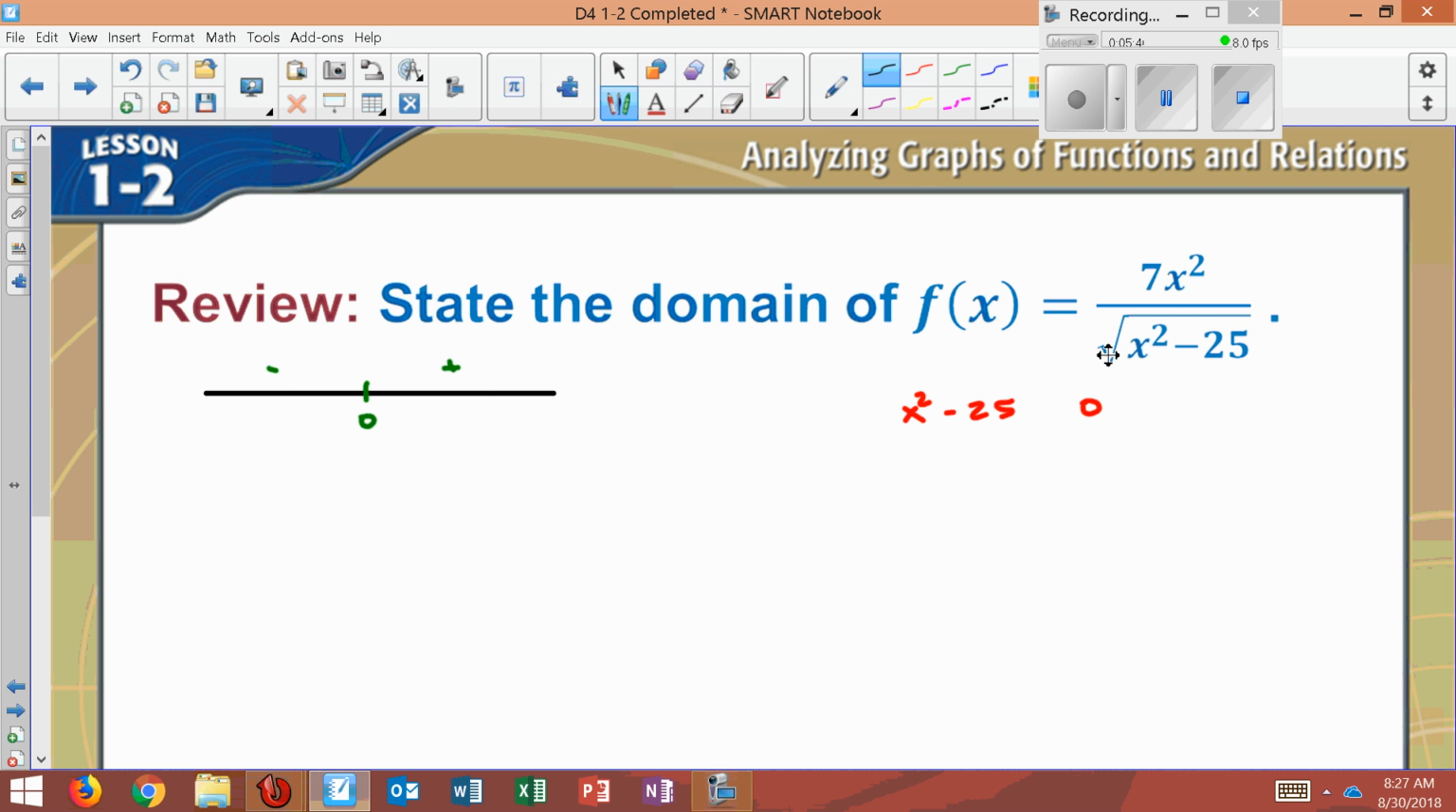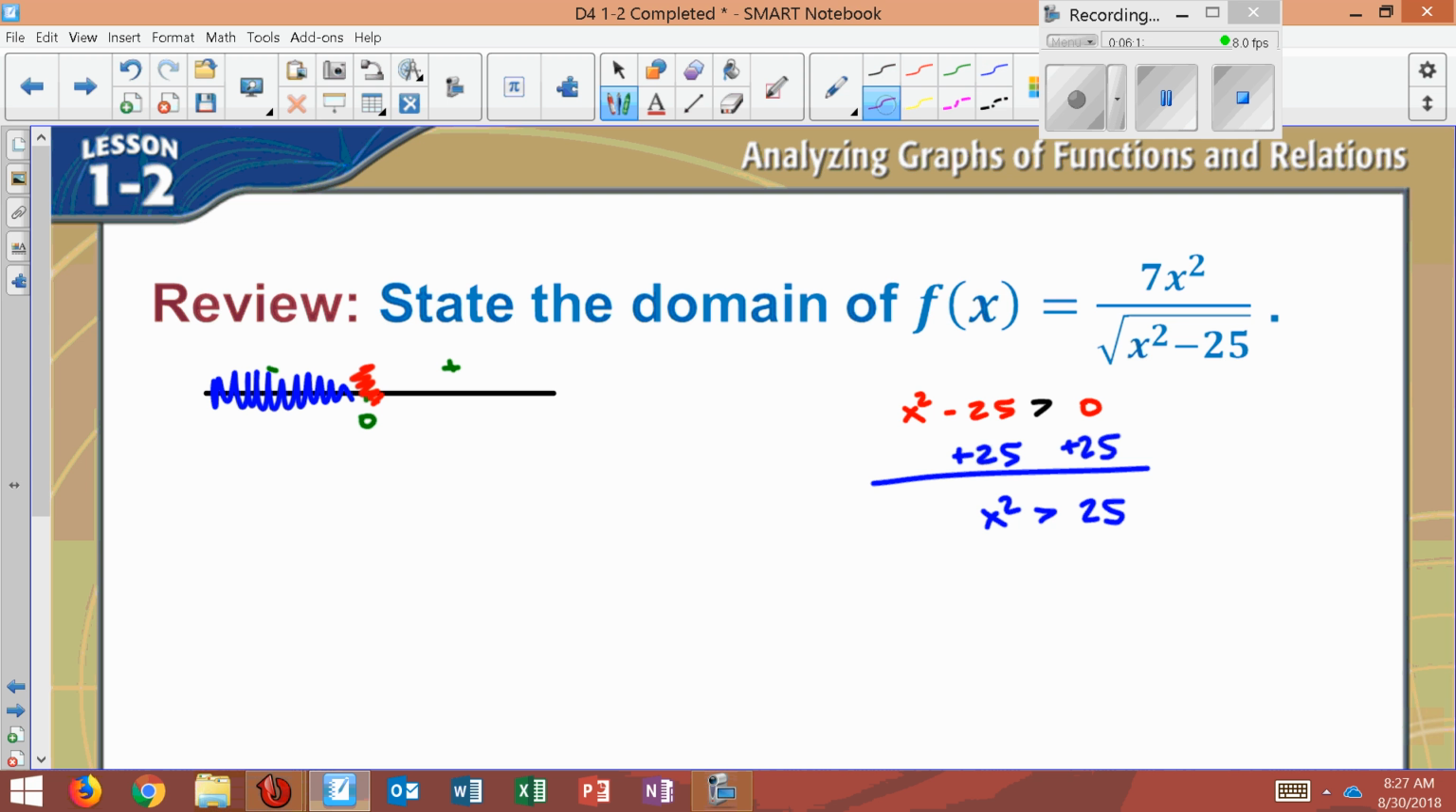Whenever I have a square root, that's going to eliminate a negative value for this. This cannot be negative because it's inside a square root, and that's impossible without it being imaginary. When you divide, you're not allowed to divide by 0. So I'm also going to eliminate the value 0. So again, I'm going to have to be positive, which means this has to be greater than 0. So I'm going to solve here. I add 25 to both sides, and I get x squared is greater than 25.